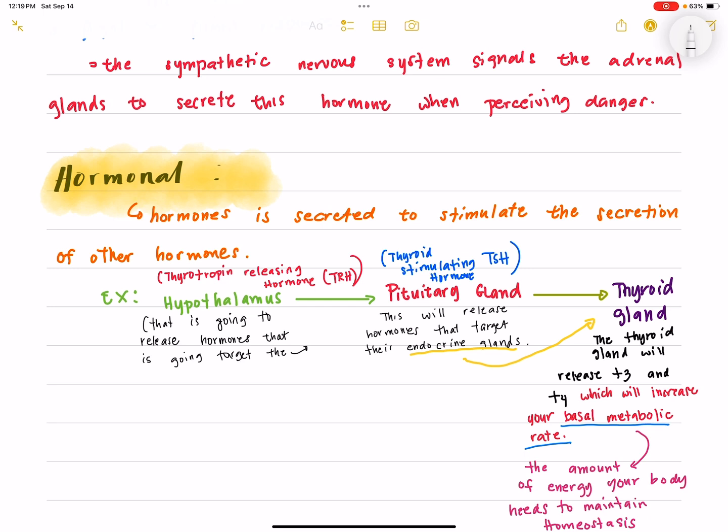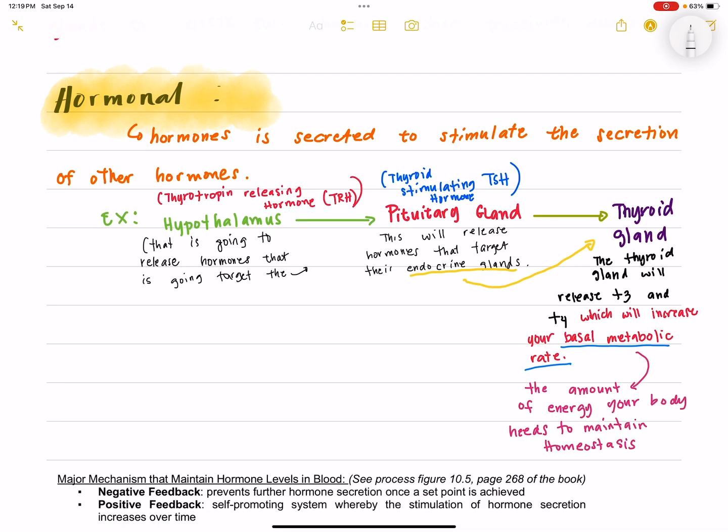So, this hormone will release hormones that target their endocrine glands. So, endocrine glands nga na is ang thyroid gland. Okay, so ang thyroid gland will release T3 and T4 which increase your basal metabolic rate, ang thyroid gland ga-regulate sang aton nga body's metabolism. Okay, so basal metabolic rate. So, the amount of energy your body needs to maintain homeostasis.